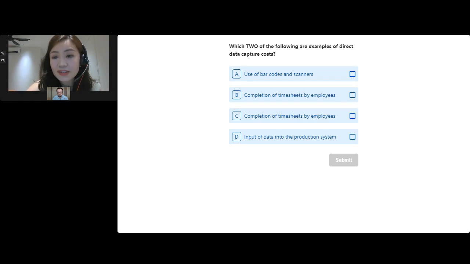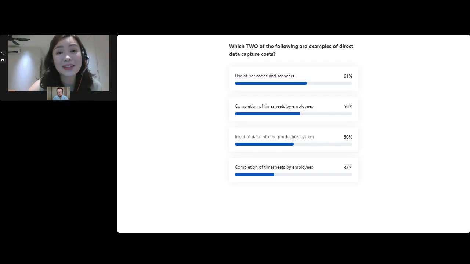So for payroll processing, unfortunately, this is not the answer because this is more towards data processing cost, rather than the data capture cost. But for those who have got it wrong, don't give up, no worries, because at least you learned from mistake. This is always what I share with my students. It's a good try. Now, of course, the last one talking about the input of the data into the production systems, again, this is not the correct answer.